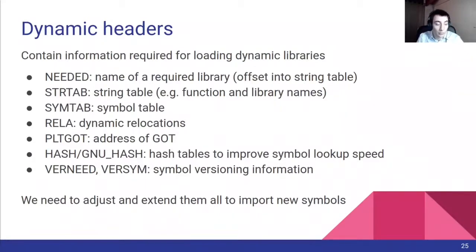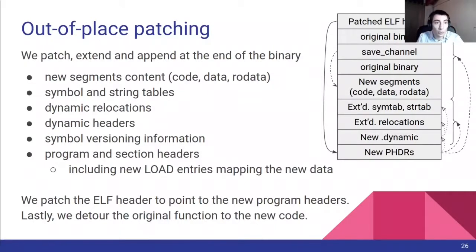So to be able to link new dynamic libraries or import new symbols inside our patch binary, we need to basically adjust and extend all of those informations. And this is what we do to implement an out-of-place patch. We basically patch, extend, and append at the end of the binary all of what we've previously said. So we get the new code, the new data, and the new read-only data that's needed by our patch, and we append it to the end of the binary. Then we take the original symbol and the original string tables, and we extend those, and we append those at the end.